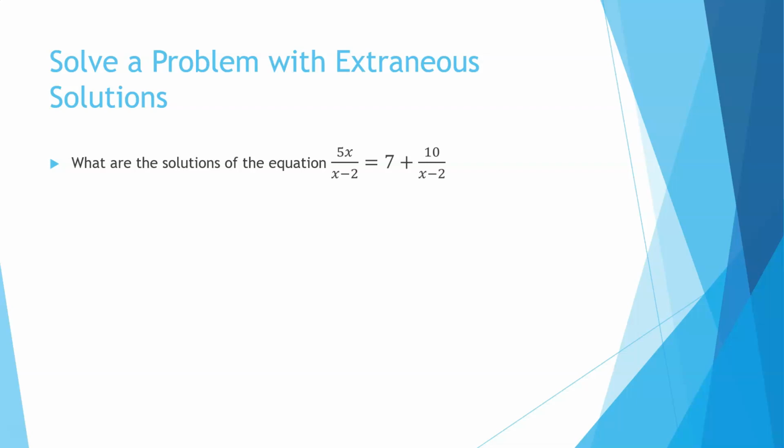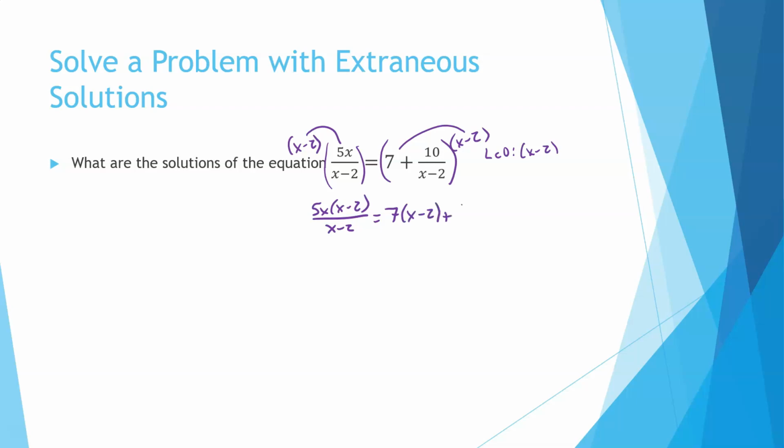So what are the solutions? Again, I start by finding the LCD. Everything's factored in the denominator. My LCD here, it looks like it's just the x minus 2. So then I multiply both sides by x minus 2. This first one, I would get 5x times x minus 2 over x minus 2 equals 7 times x minus 2 plus 10 times x minus 2 over x minus 2.